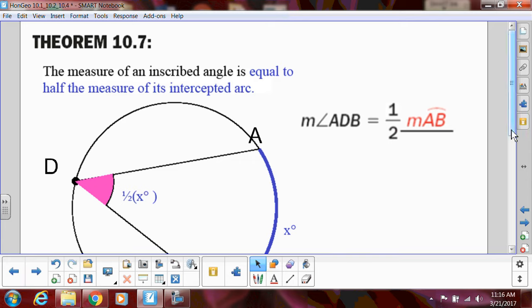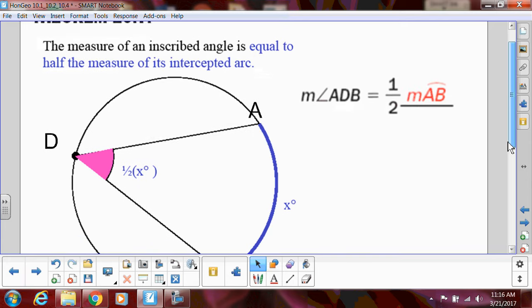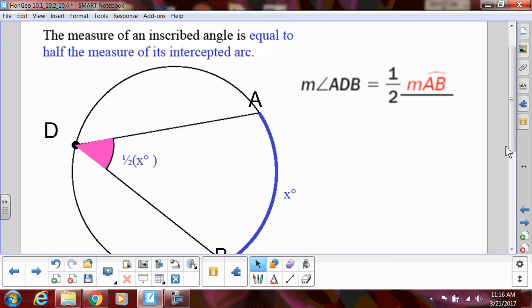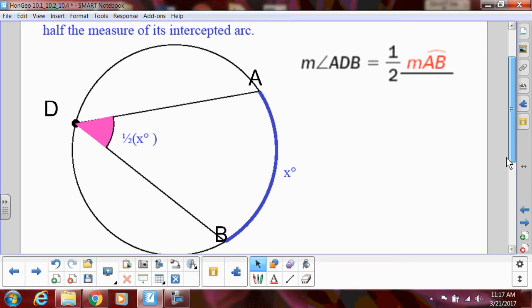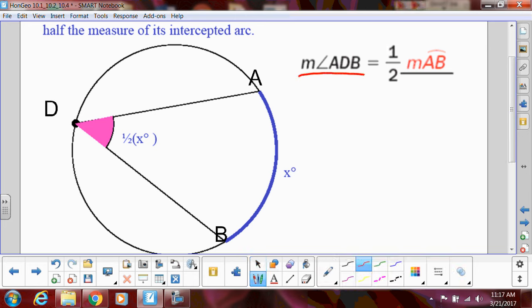So here's a theorem that we need to know. The measure of an inscribed angle is equal to half the measure of its intercepted arc. So if I want to find the measure of ADB, here's ADB, that angle measure is going to be half of this arc measure. Whatever this is, that's going to be half of that.